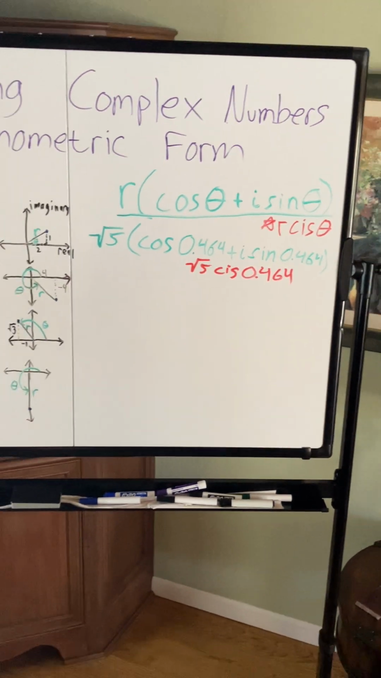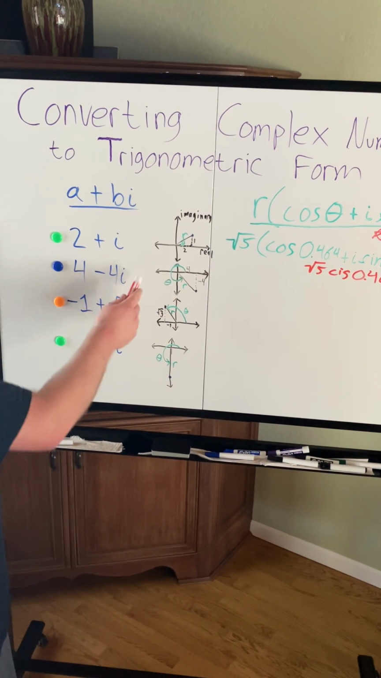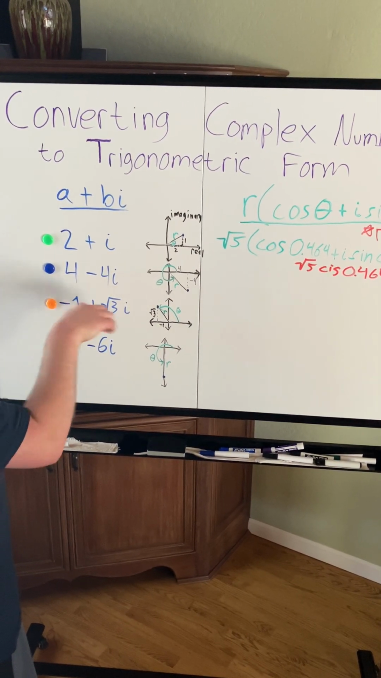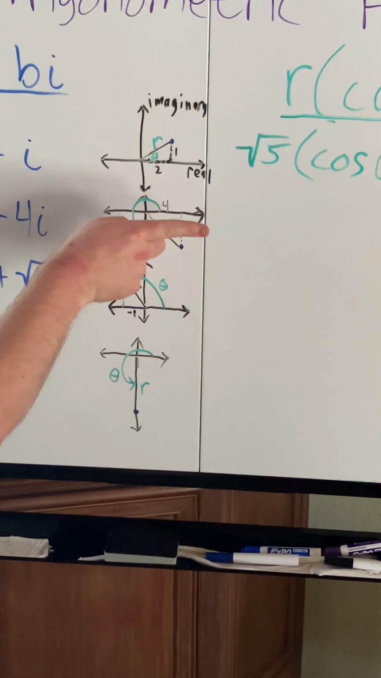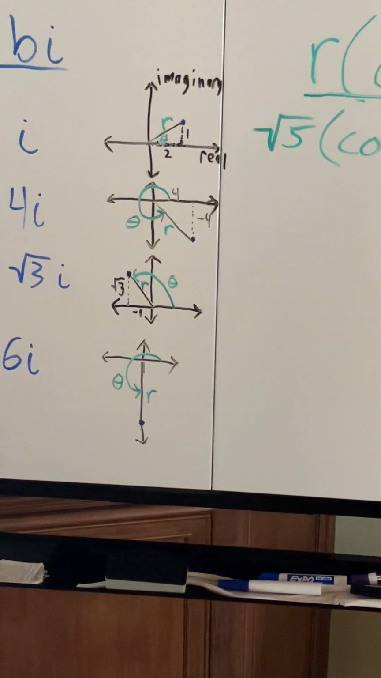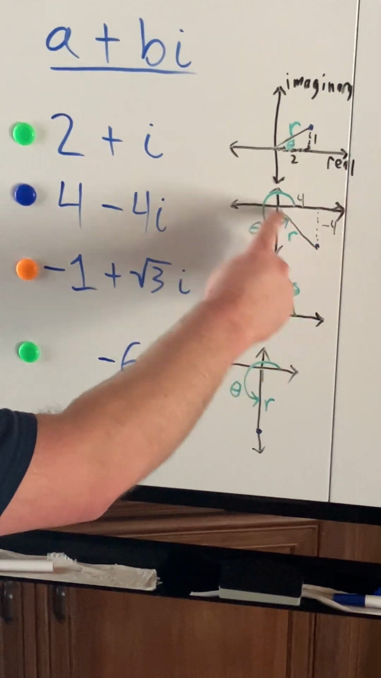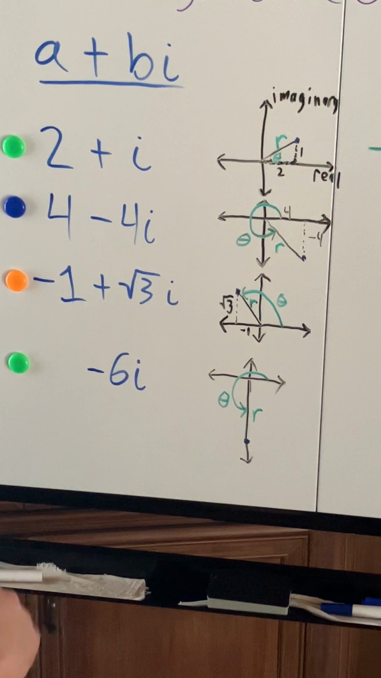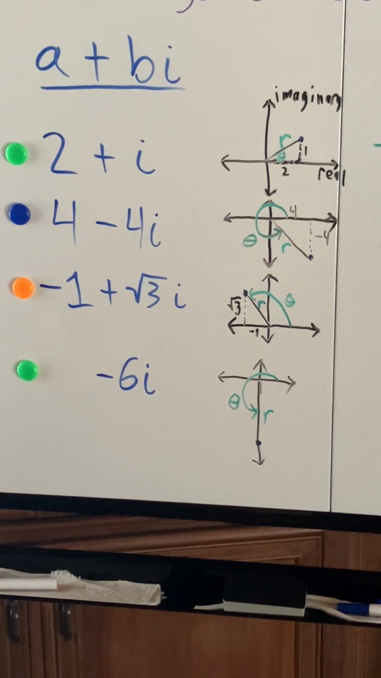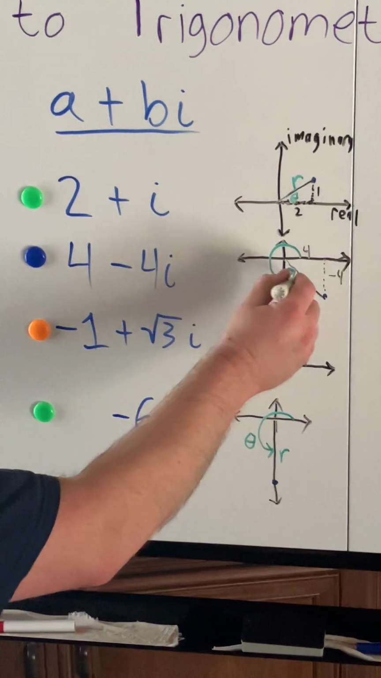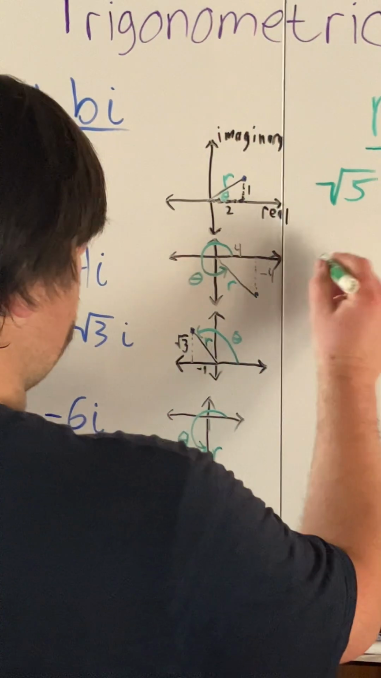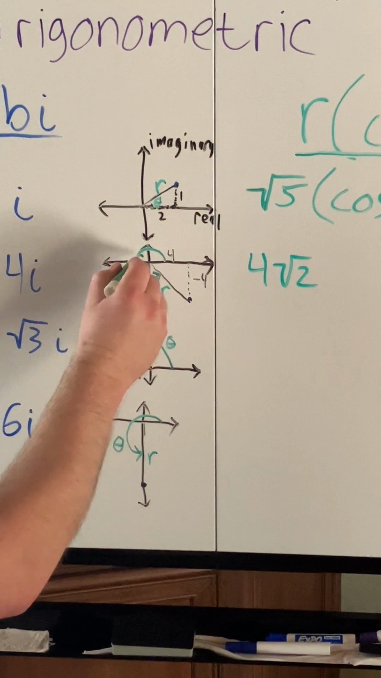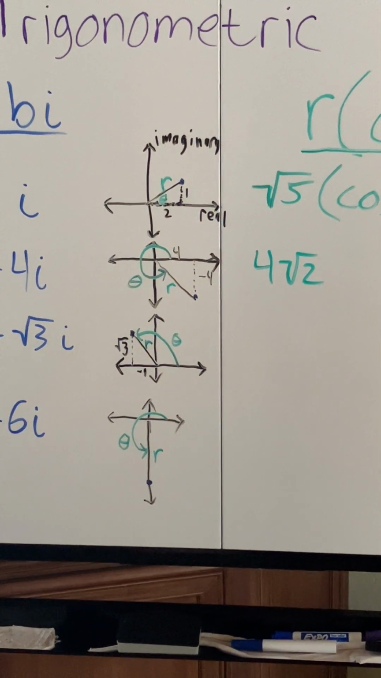In our other examples, I chose numbers that are going to give us more what I call unit circle angles. In this next one, 4 minus 4i, that means I go to the right 4 and then down 4. So we're going to have a 45, 45, 90 triangle. You can still use the Pythagorean theorem to find r, or if you know your special right triangles, you'll know that makes r, in this case, 4 root 2. We just multiply the legs by root 2 to get r.